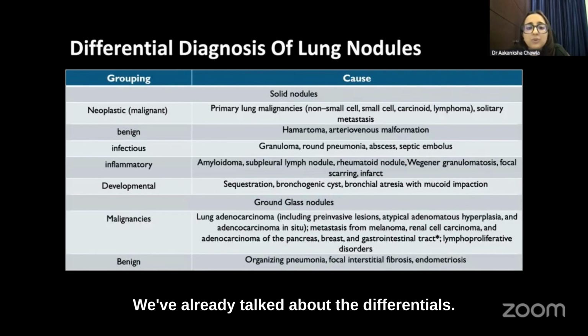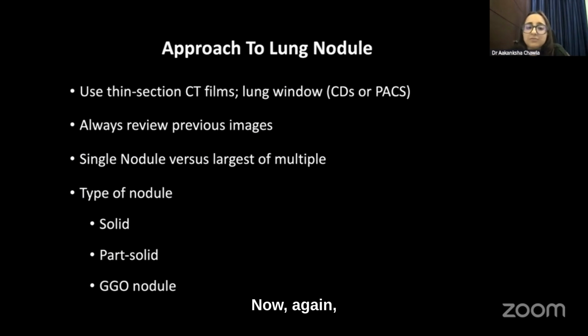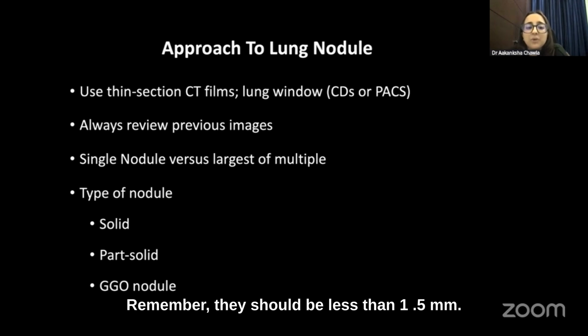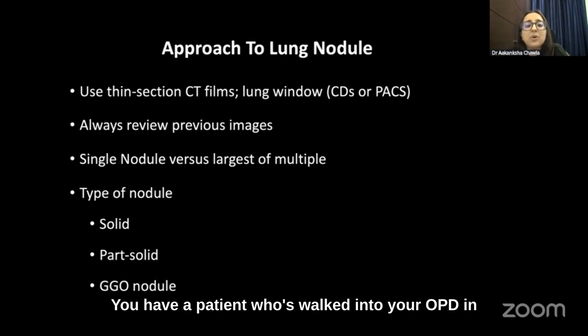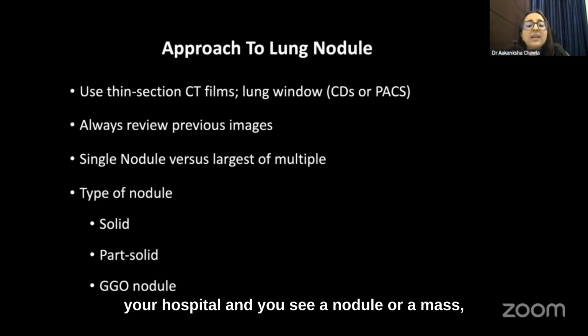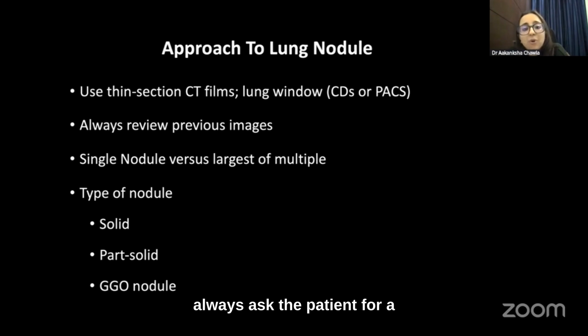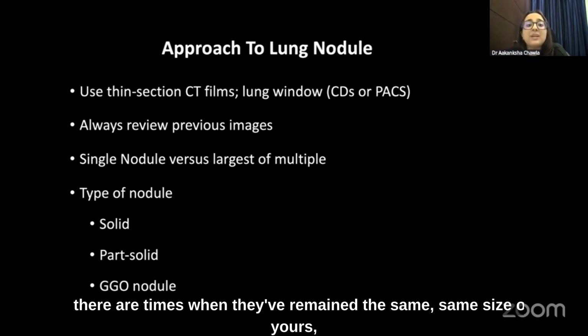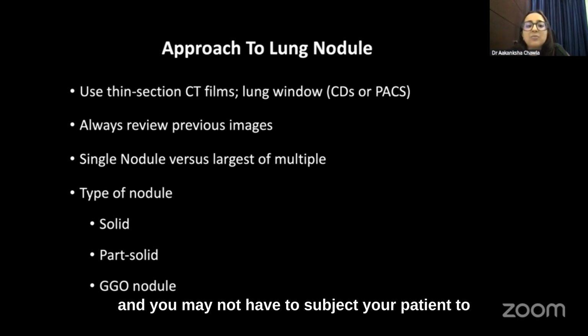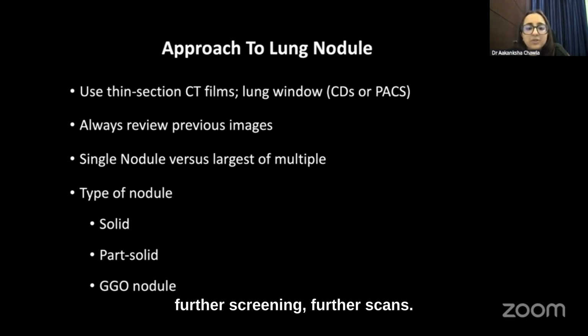We've already talked about the differentials. Now, again, you need thin slices. Remember, they should be less than 1.5 mm. Always review previous images. Very important for a nodule or a mass. You have a patient who's walked into your OPD in your hospital and you see a nodule or a mass. Always ask the patient for a previous film, for a previous scan, because there are times when they've remained the same size over years, and you may not have to subject your patient to further screening, further scans.